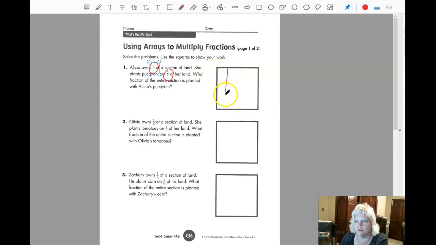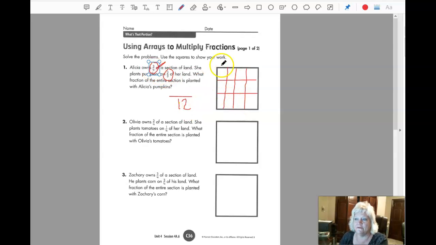So I'm going to divide this into 4 columns. And my lines aren't perfect, and yours aren't going to be either. So 1, 2, 3, 4. 4 columns, and that's because of that right there. Now the other way I'm going to draw 3. 1, 2. So you can see now I've got 3. So how many boxes do I have altogether? 1, 2, 3, 4, 5, 6, 7, 8, 9, 10, 11, 12. So my bottom number is going to be a 12 because I have 12 altogether.